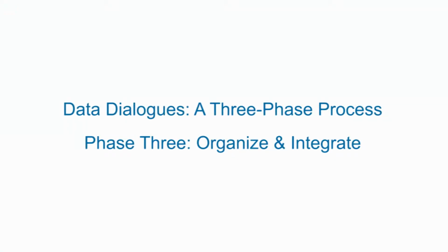So at the end of phase 2, you arrive at a series of narrative statements that you think are really important from the data. And again, you want to make sure that those narrative statements are clear enough and specific enough that you're really able to understand what you're seeing in those narrative statements without having to look at the data anymore. And then you move on to phase 3, which is organize and integrate.